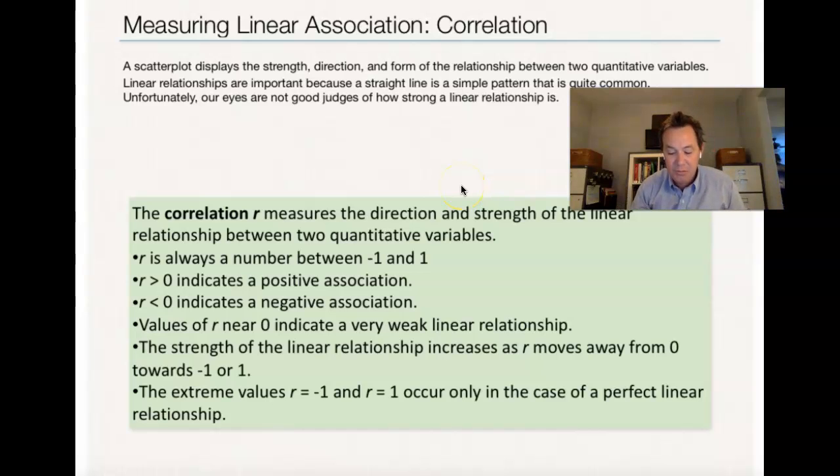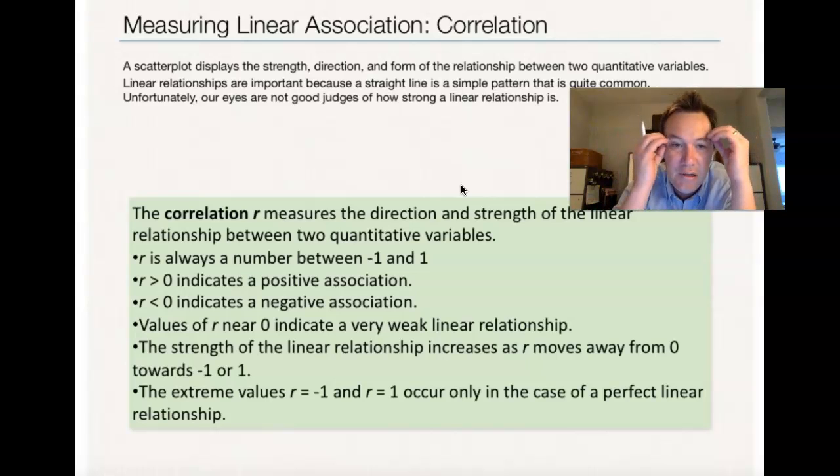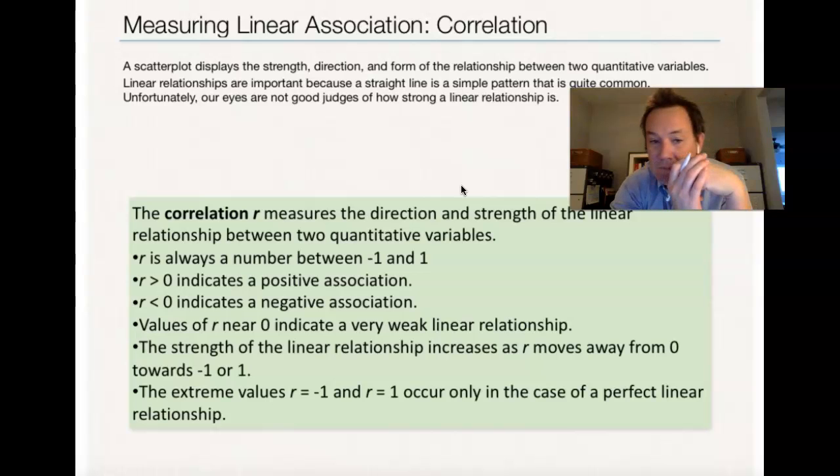R is always a number between negative and positive 1. If R is greater than 0, that indicates a positive association. If it's less than 0, that indicates a negative association. The closer the values are to 0, the weaker the linearity of that relationship, meaning kind of the more random scatter you would have. So the strength of the linear relationship increases as R goes away from 0 and towards negative or positive 1.